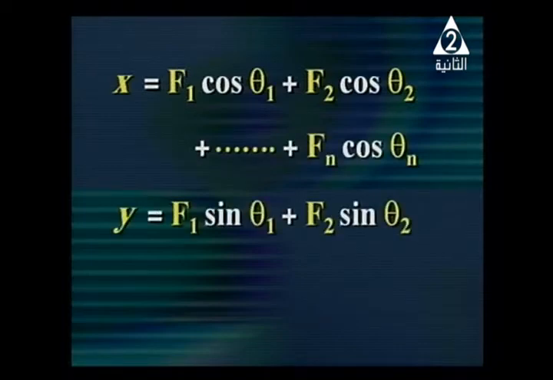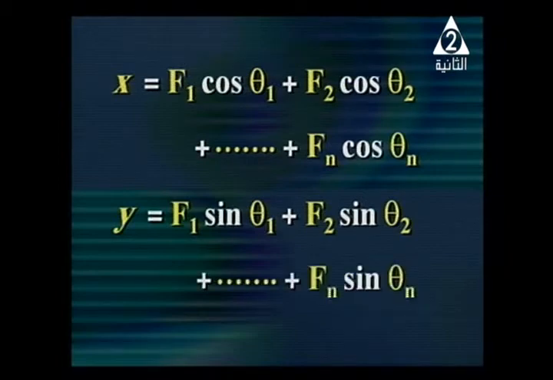Dear student, in this case, we find the value of x as F1 cosine theta 1 plus F2 cosine theta 2 up to Fn cosine theta n. After that, y equals F1 sine theta 1 plus F2 sine theta 2 up to Fn sine theta n. After that, by substitution about R equals square root of x squared plus y squared, we find the value or magnitude of the resultant of the two forces or coplanar forces.